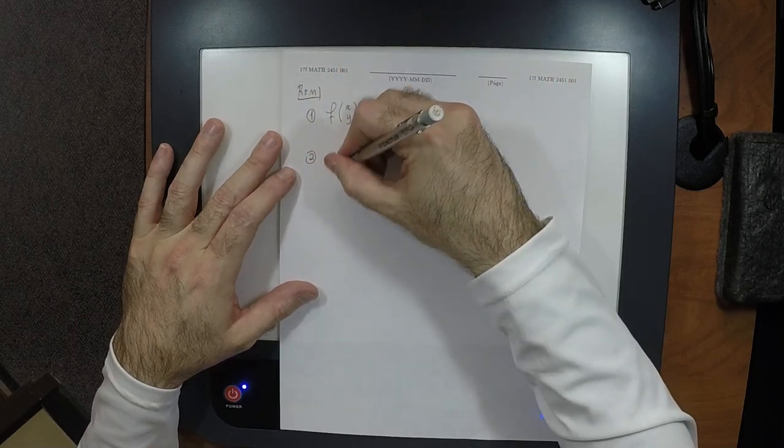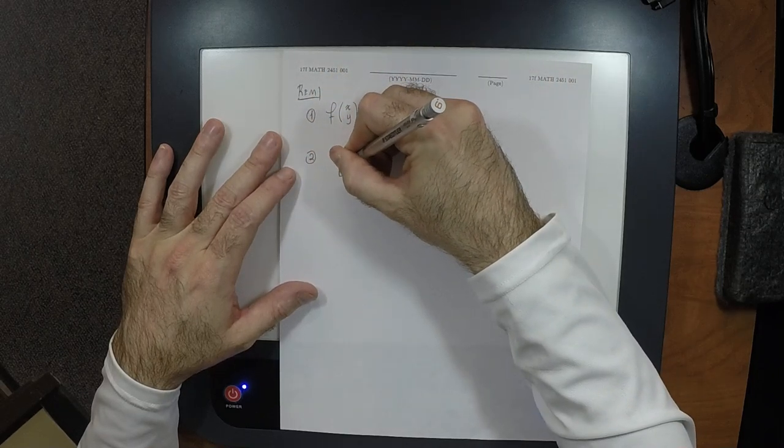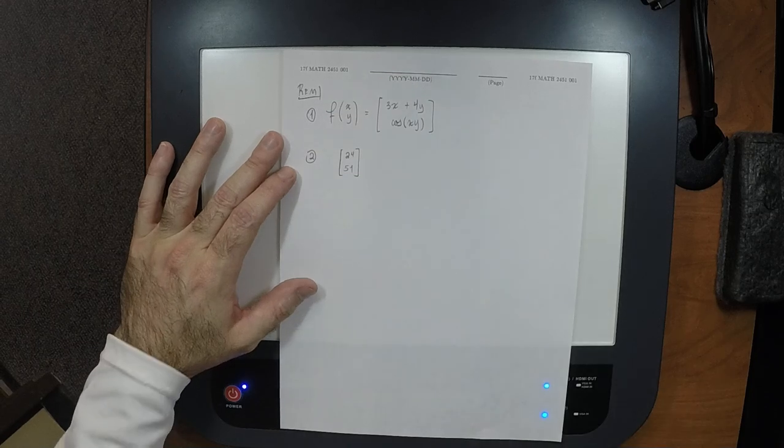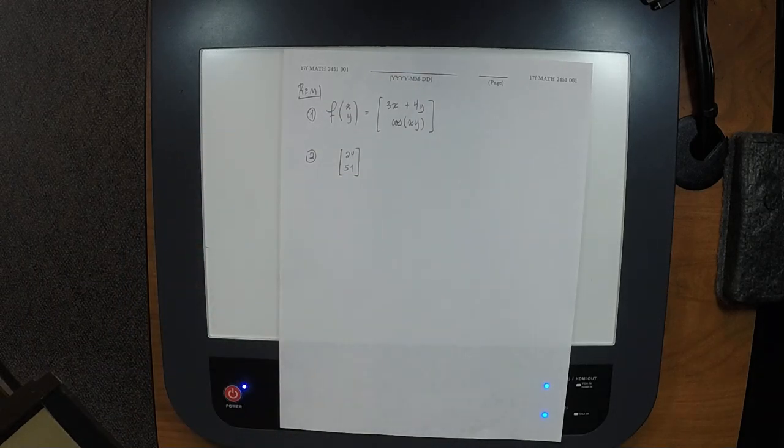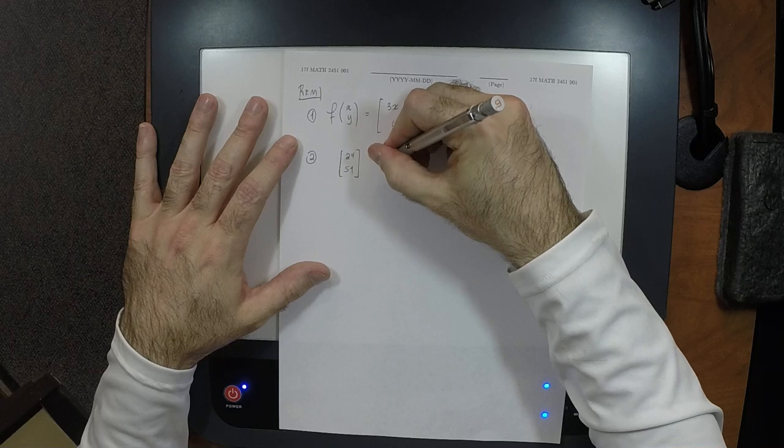So now, what I was saying before is, I want you to consider your favorite vector, 24, 51. And I want you to consider this as a function. Consider it to be a function.